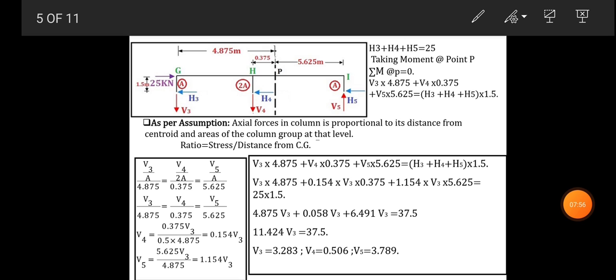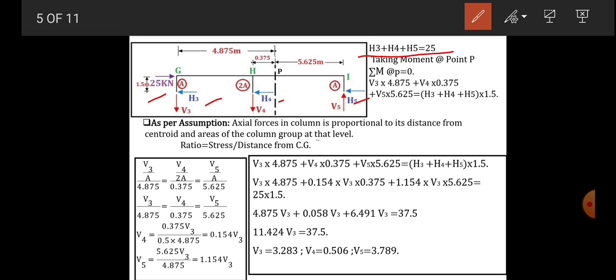Let's consider the horizontal forces acting on this FBD. So all these shear forces, if we add together, they have to balance this 25 kilonewton force. That means we can write down like this: H3 plus H4 plus H5 is equal to 25.